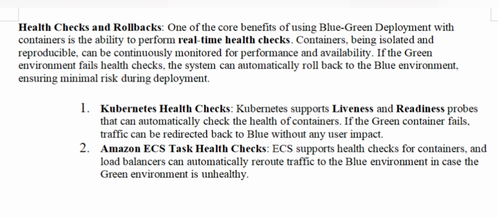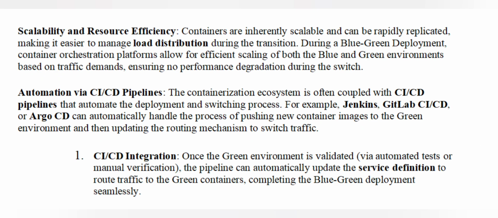The second is Amazon ECS task health checks. ECS supports health checks for containers, and load balancers can automatically reroute traffic to the blue environment in case the green environment is unhealthy. For scalability and resource efficiency, containers are inherently scalable and can be rapidly replicated, making it easier to manage load distribution during the transition.